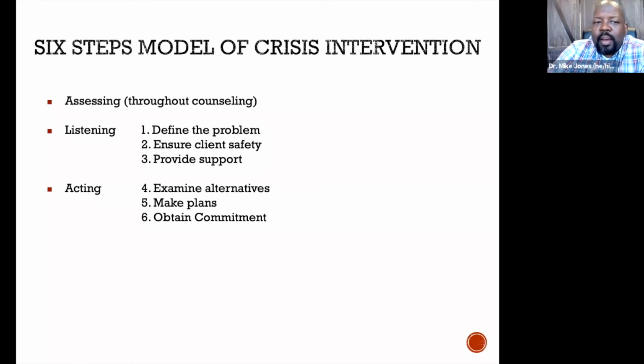Here we want to talk about the six-step model of crisis intervention. And there's two main points I want to make here. First is just simply listening to what the client is going through.